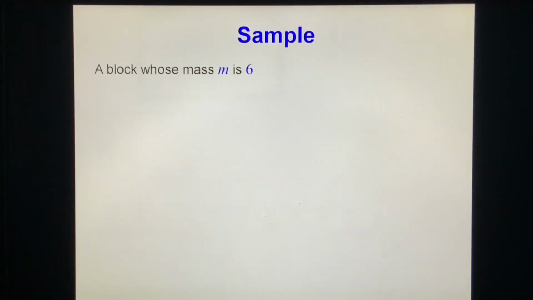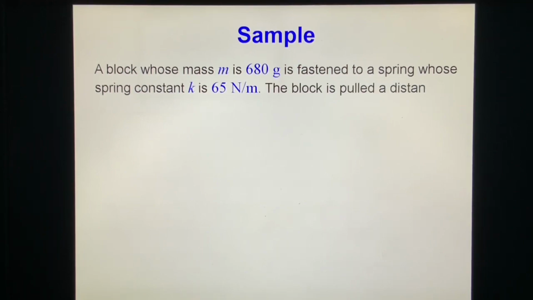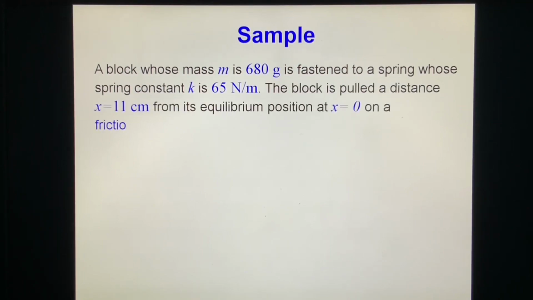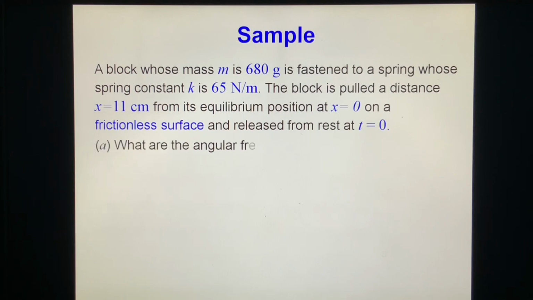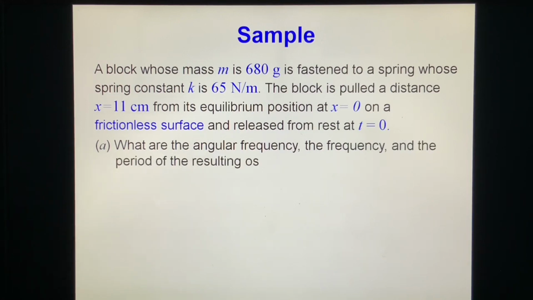Sample problem. A block whose mass m is 680 grams is fastened to a spring whose spring constant k is 65 newtons per meter. The block is pulled a distance x of 11 centimeters from its equilibrium position at x equals 0 on a frictionless surface and released from rest at t equals 0. Question: what are the angular frequency, the frequency, and the period of the resulting oscillation?